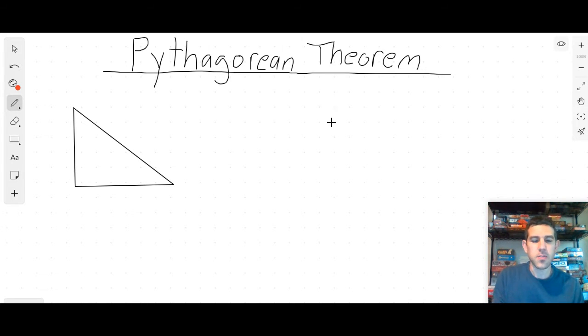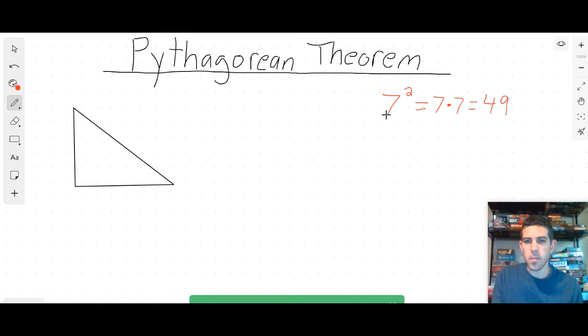Now, while this theorem does relate to triangles, we do first have to understand how squares and square roots work. So let's do a quick review. For example, if I take the number 7 and I square it, you put a little 2 over it, remember that means 7 times 7, which is 49. So that's how you square a number.